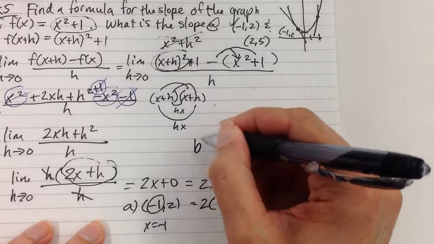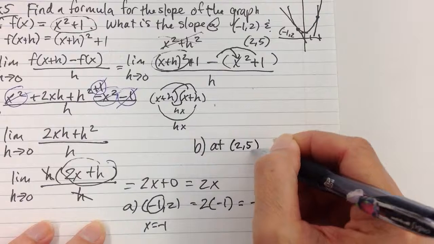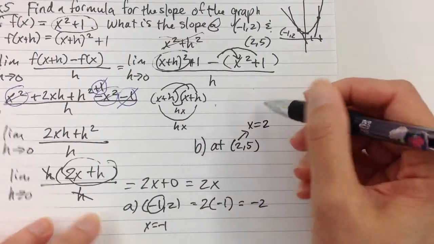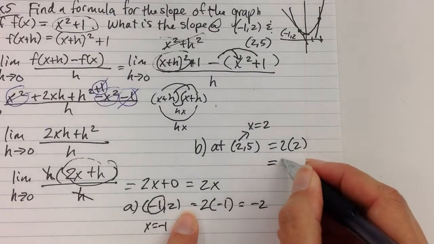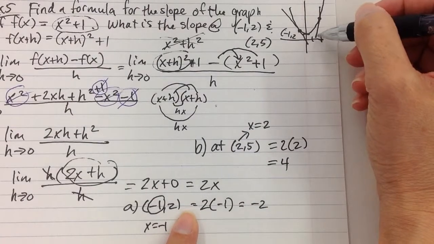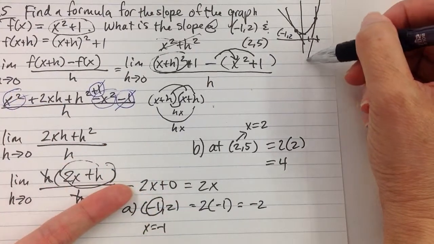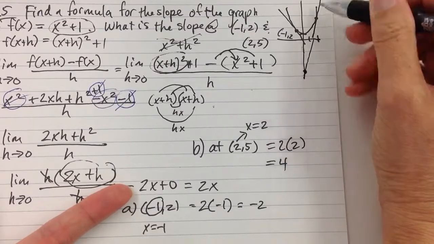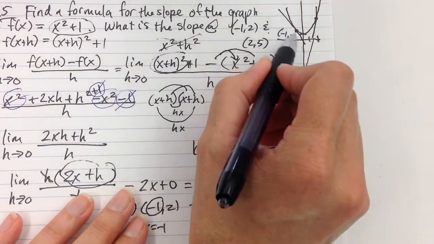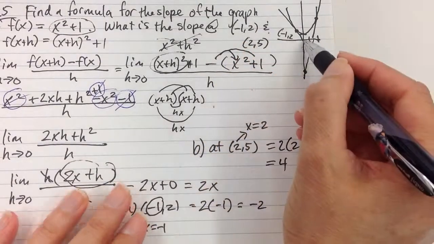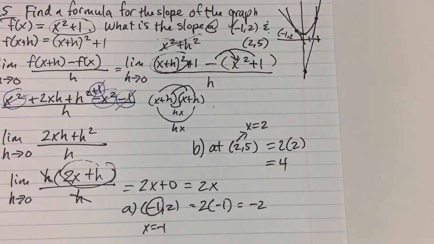Now let me plug in b. The second point was 2, 5. So at 2, 5, all I care about is the x. X equals 2. I'm going to plug in 2 times 2 because the equation was 2x. That tells me that slope right there is 4. So the equation of this line is like y equals 4x minus something because it's going to go way down here. And we could find that y-intercept. We haven't yet, but we could. And this other equation is going to be y equals negative 2x, maybe just negative 2x. We could put that in our graphing calculator and play with it too.